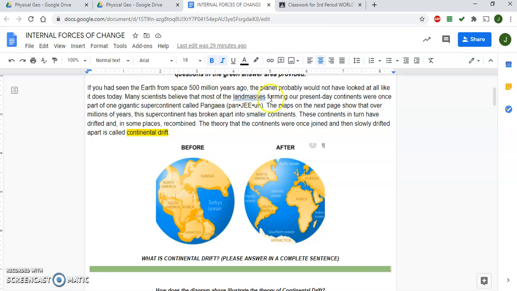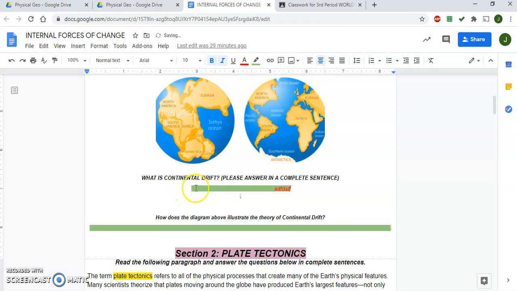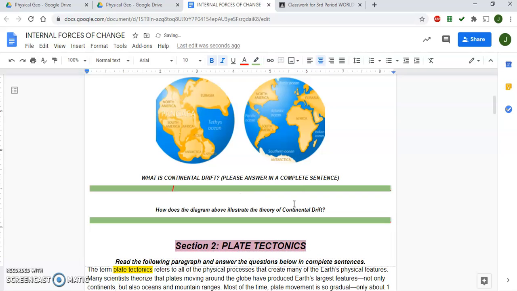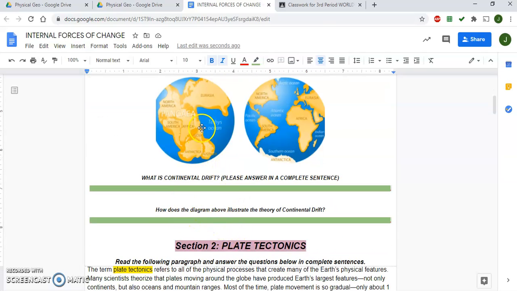You'll read about continental drift right here, and then you will give me an answer down here in complete sentences, please. When you type that in, it'll come out red. Sometimes it kind of messes things up, but please type in complete sentences in the little green boxes, okay? Then on the second question, tell me how this really illustrates the theory of continental drift.